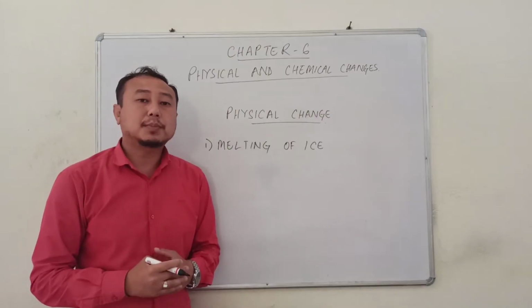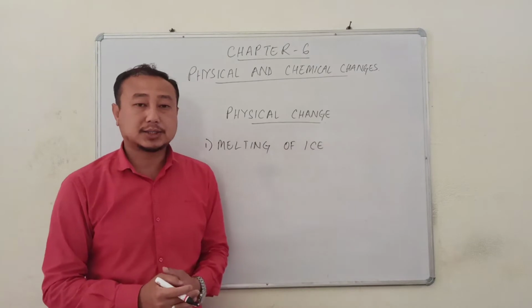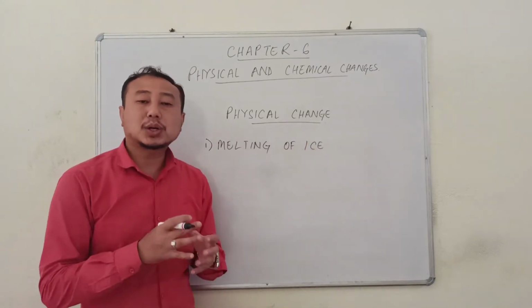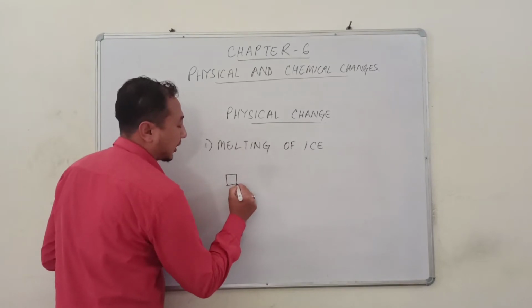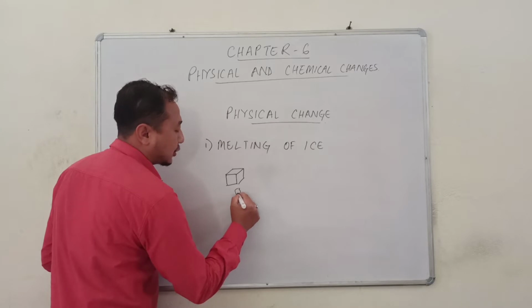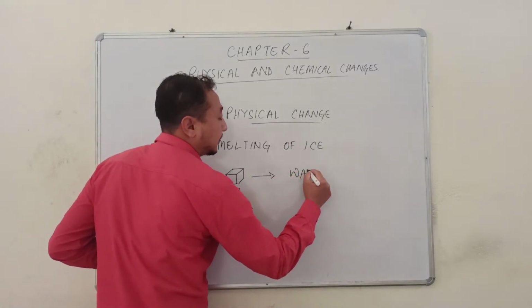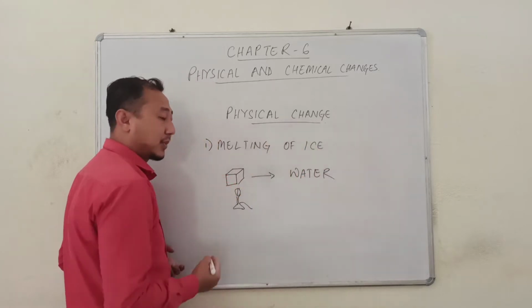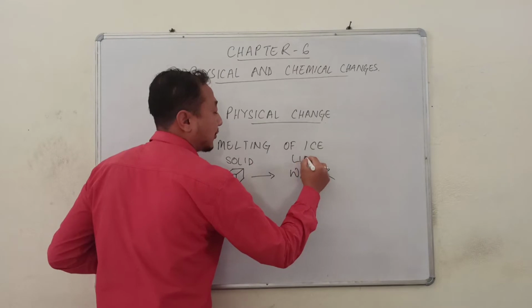The most common example of a physical change that we see in our surroundings is the melting of ice. Ice is the solid form of water. So this ice, which is the solid form of water, when kept in the open air or when some amount of heat is supplied to it, will get converted into water. That is a liquid form. This is the solid form. This is the liquid form.